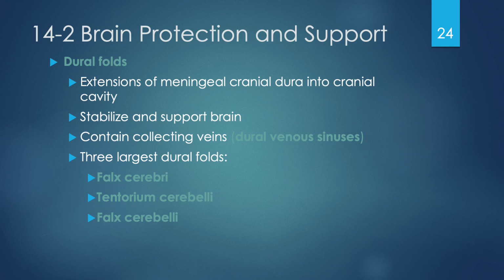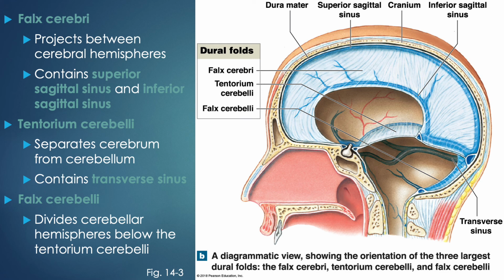And they are there to stabilize and support the brain, but I think most importantly, you would imagine that they're there because they contain collecting veins, and these are called the dural venous sinuses. And so there are 3 dural folds where the dura is going to fold in, and this creates separations in the brain. Although the brain is all continuous, it does create just a little bit of extra support. There's the falx cerebri, the tentorium cerebelli, and the falx cerebelli. These 3 structures have a very important role in anchoring the brain and holding it in place. They also provide a lot of protection.